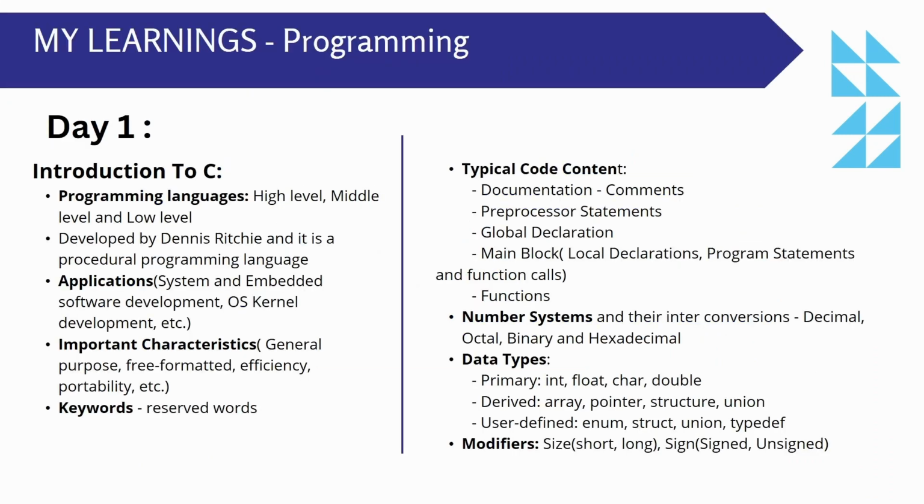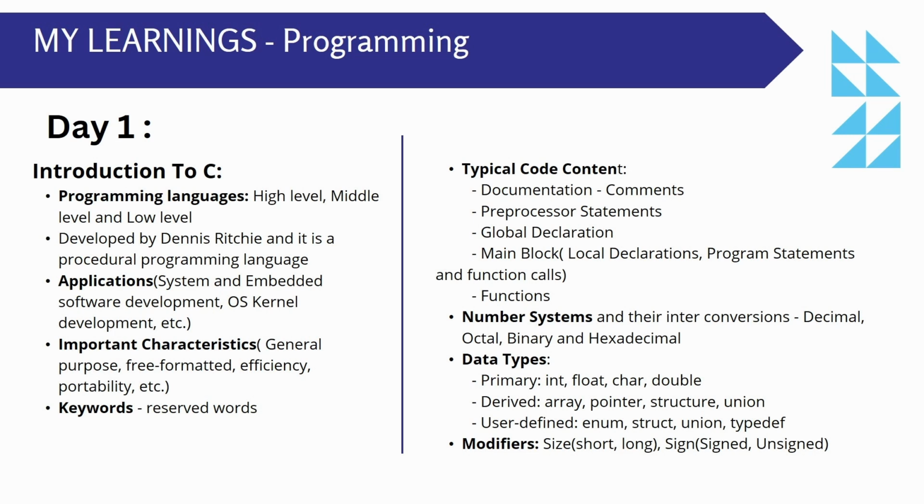My learnings. The internship was divided into two parts. The first part being programming. Day 1, we were given an introduction to programming languages: high level, middle level, and low level languages. Then we were given an introduction to C and about the applications of C, like system and embedded software development, OS kernel development, etc. Then we were taught about the important characteristics of C, that it is a general purpose language, free formatted language, it is efficient and portable, etc.